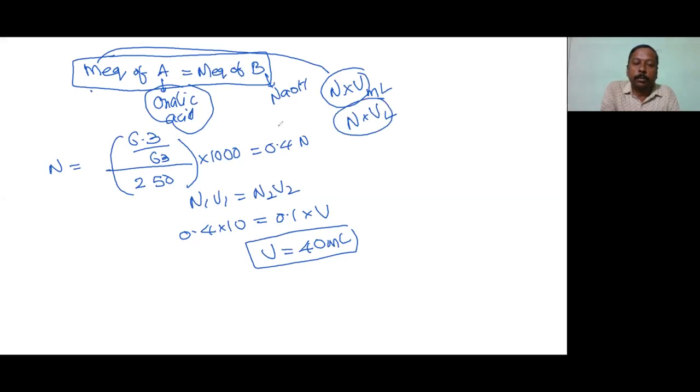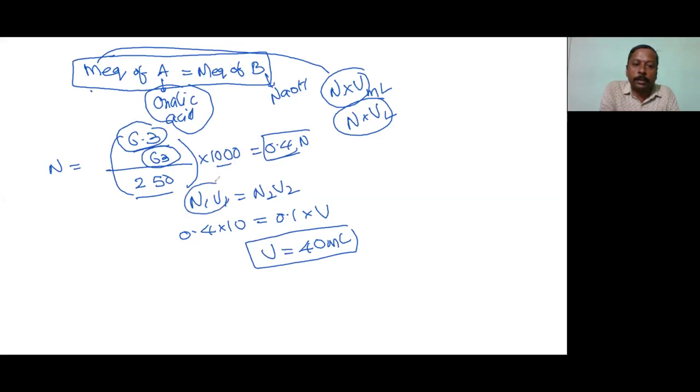So first of all, the essential condition is that we have to find the normality. 6.3 is the mass. The equivalent mass is 63, while 126 is the molecular mass, but I have taken the equivalent mass, 63. The volume is in milliliters, so multiply by 1000. Then you will get 0.4 normality.